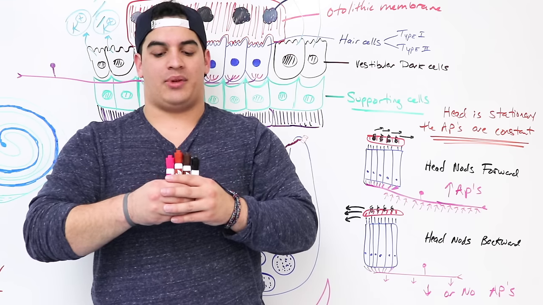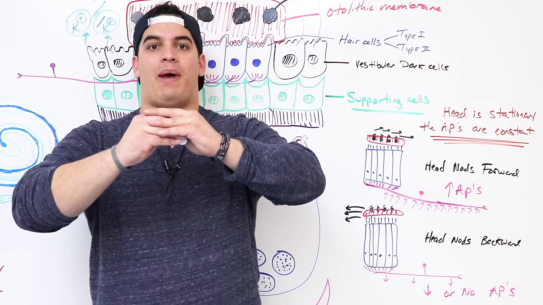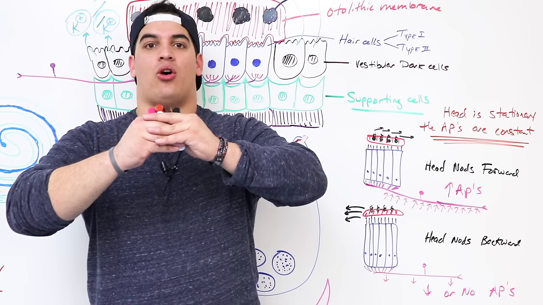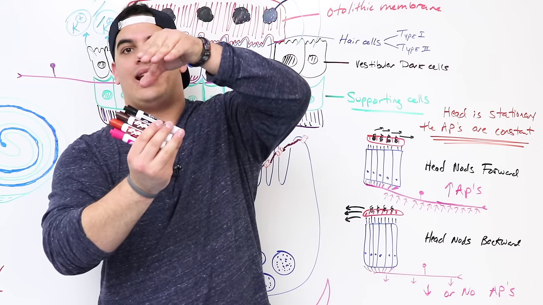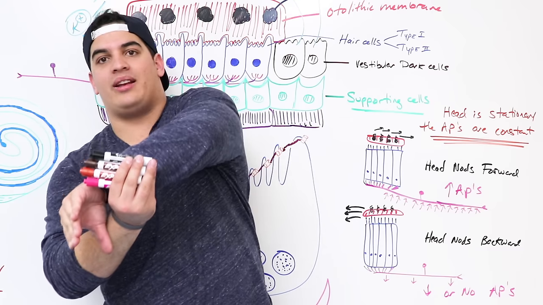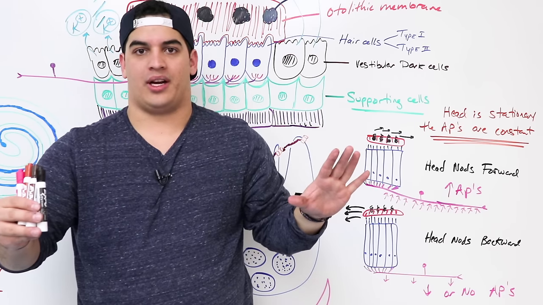So I want you to understand something: whenever we're linearly accelerating and we go from a stop position, the hair cells move back. If we're actually stopping all of a sudden, the hair cells move forward. If we're tilting our head, the otoconia will pull the otolithic membrane down. And if we're coming back up, it'll pull it up. That's the whole purpose here.